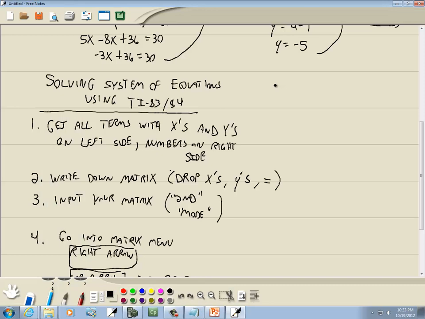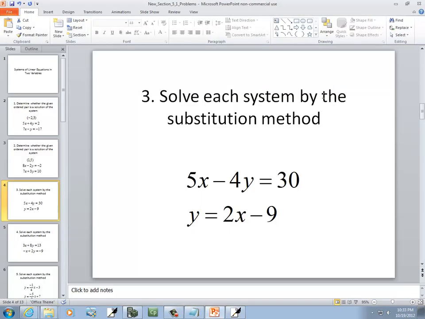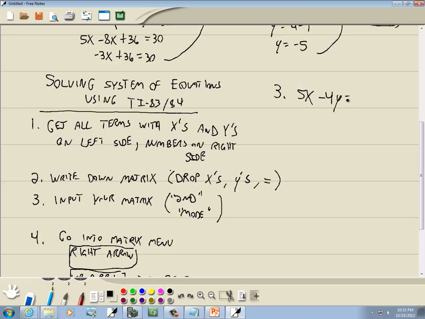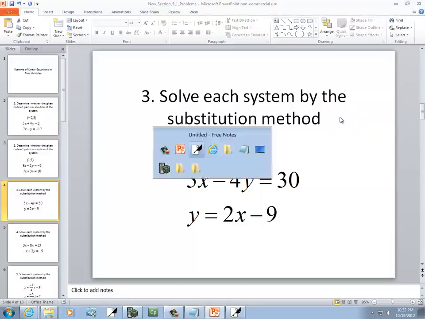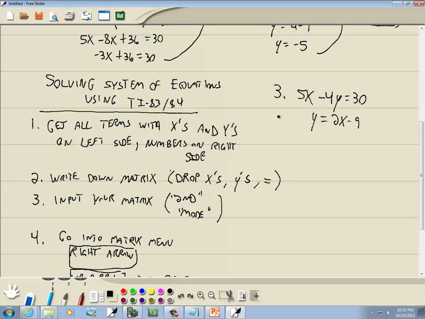So we got problem number 3. We got 5x minus 4y equals 30. And we got y is equal to 2x minus 9. Okay, step 1. Get all the terms with x's and y's on the left side and numbers on the right side. Well, the first equation is good as is. Now in this one, I'm going to take 2x over to the left side. So that gives us negative 2x plus y equals negative 9. Now specifically, we want to line up the x's, line up the y's, and then we have our numbers on the right side.